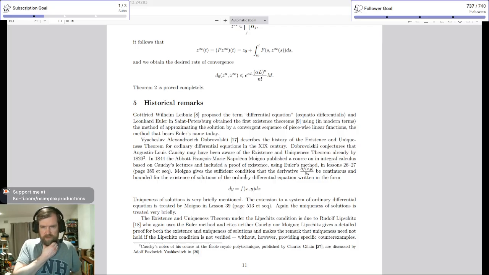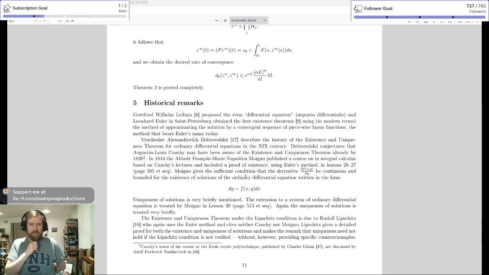Okay. Gottfried Wilhelm Leibniz proposed the term differential equation, equatio differentialis, and Leonhard Euler in St. Petersburg obtained the first existence theorems, using, in modern terms, the method of approximating the solution by a convergent sequence of piecewise linear functions, the method that bears Euler's name today.